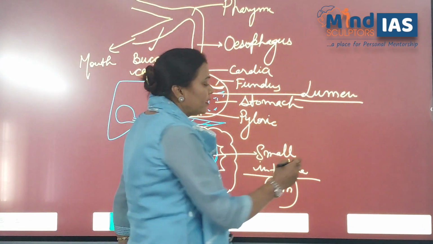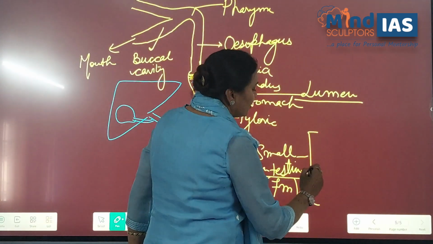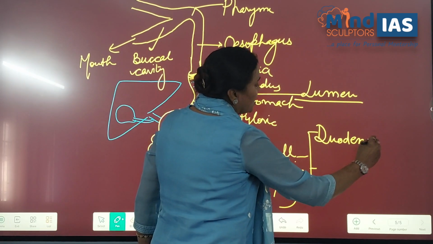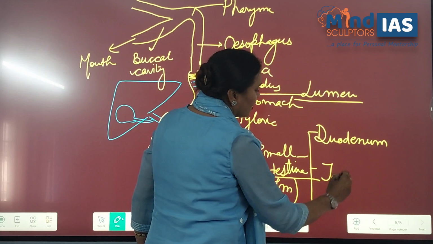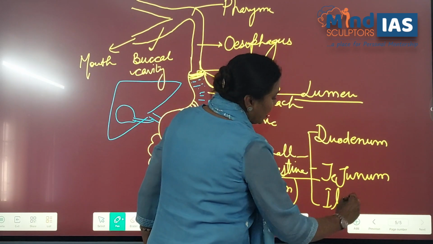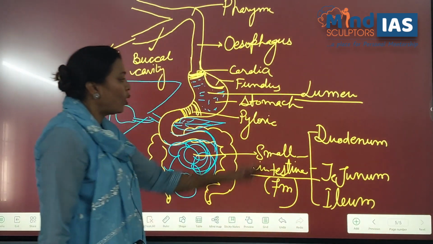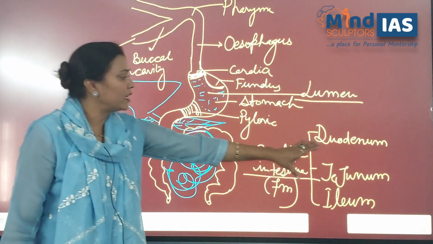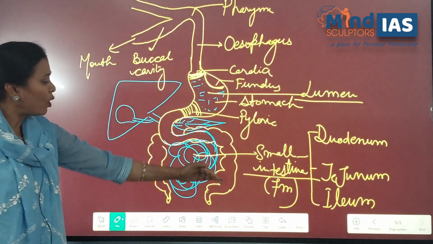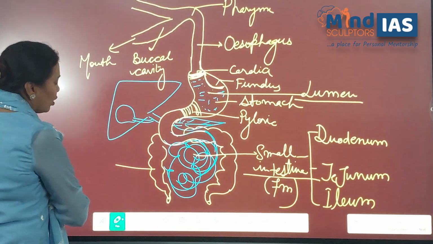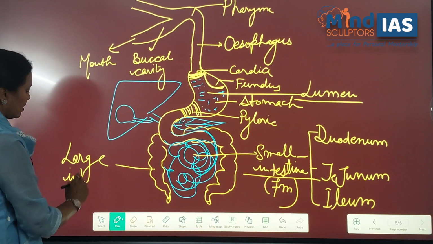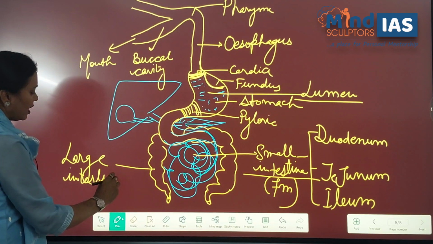If you see, the small intestine is also divided into 3 parts, that is duodenum, jejunum and ileum. So the uppermost part is duodenum, the middle part is jejunum and the last part is called ileum. The small intestine is followed by your large intestine.